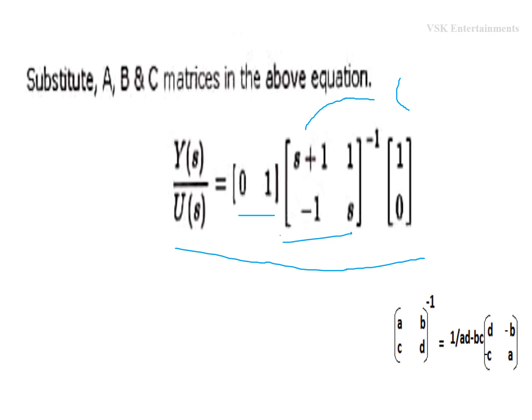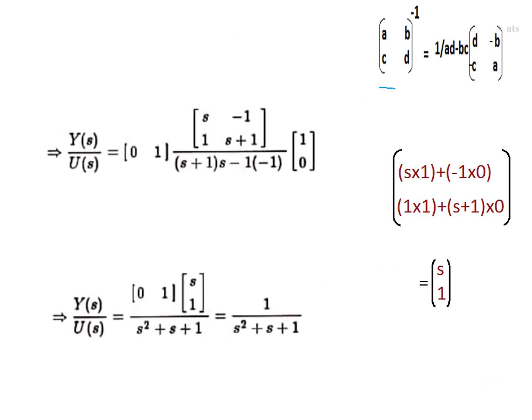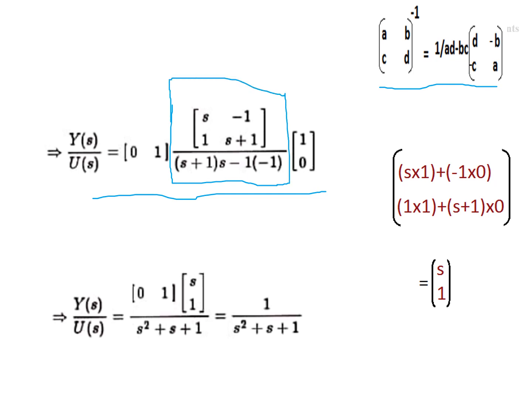We have to find the inverse of this matrix, which is a 2 by 2 matrix. We know the inverse of a 2 by 2 matrix [A B; C D] is equal to 1 by (AD minus BC) into the matrix [D, minus B; minus C, A]. We have to interchange the two diagonal elements and change the sign of the other two elements. By applying this formula for finding the inverse, we get this expression, which represents the inverse of (sI minus A).